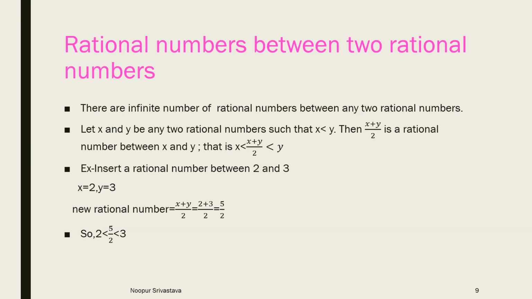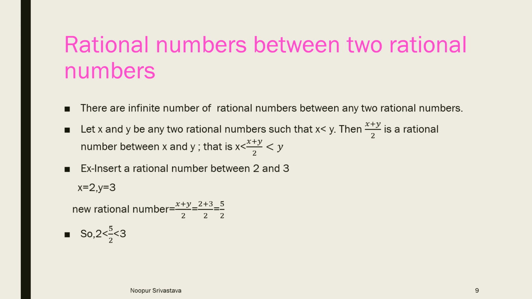Rational numbers between two rational numbers. There are infinite rational numbers between any two rational numbers. Let x and y be any two rational numbers such that x is less than y. Then x plus y upon 2 is a rational number between x and y. That is, x is less than x plus y upon 2, which is less than y.